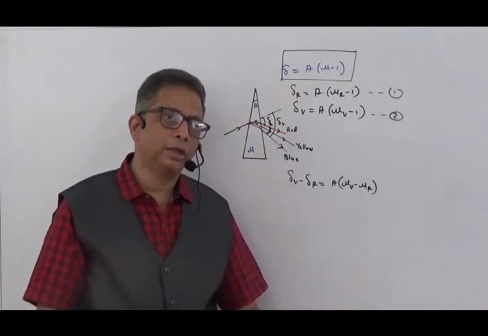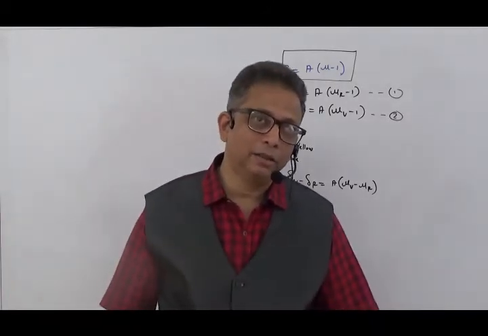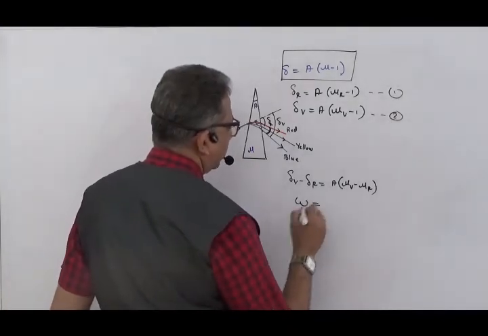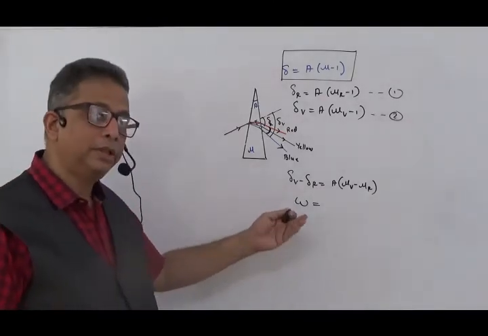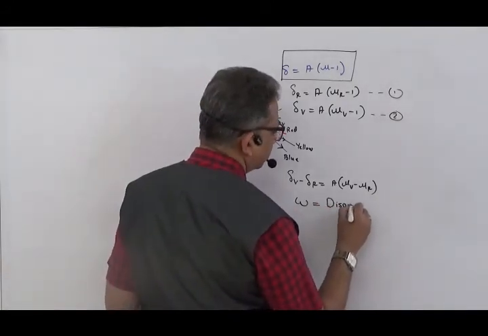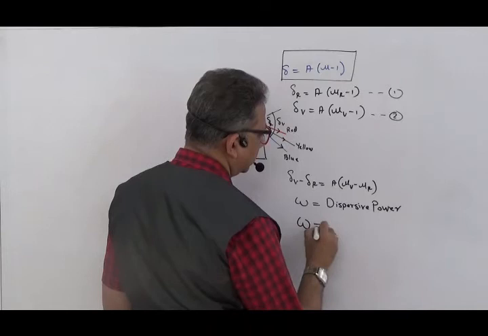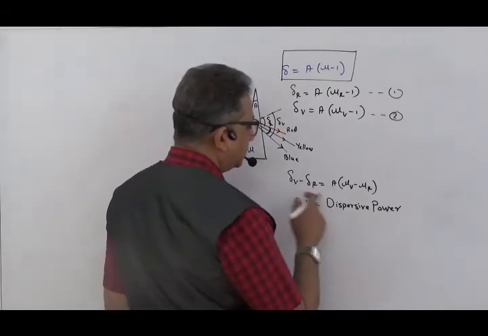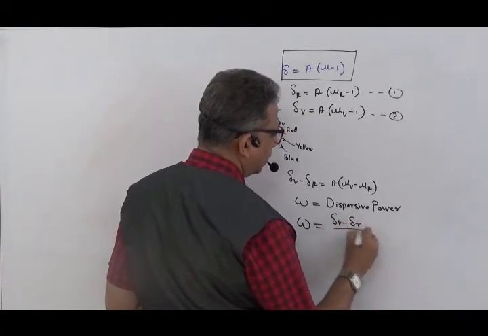The more the separation, the better, because the use of a prism depends upon how much it can separate the constituent colors. Now there is a unit quantity known as omega, which gives you the dispersive power. This is called dispersive power, and it is given as angular dispersion upon the mean deviation, that is (δv − δr)/δ.